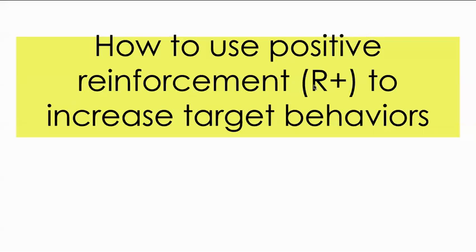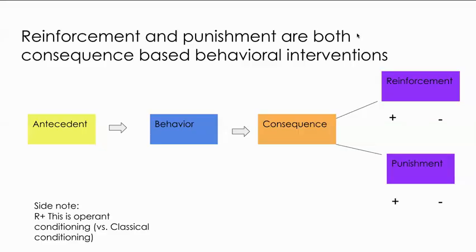We're going to learn more about how to use positive reinforcement. The symbol here for positive reinforcement in behavioral science is R plus, to increase target behaviors, those behaviors that we would like to see more of as teachers, parents, interventionists. First of all, we need to think of the building blocks of behavior in order to really understand what positive reinforcement is. Both reinforcement and punishment are considered consequence-based interventions. So they are what's considered operant conditioning within behavioral science.